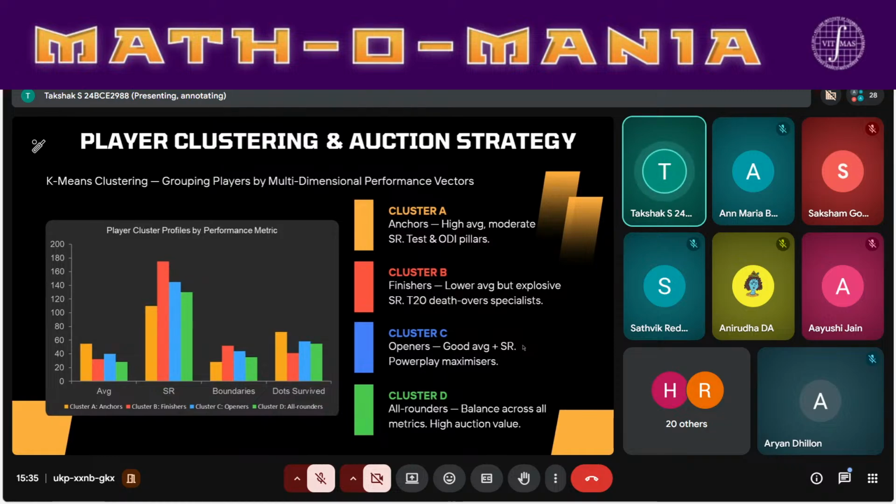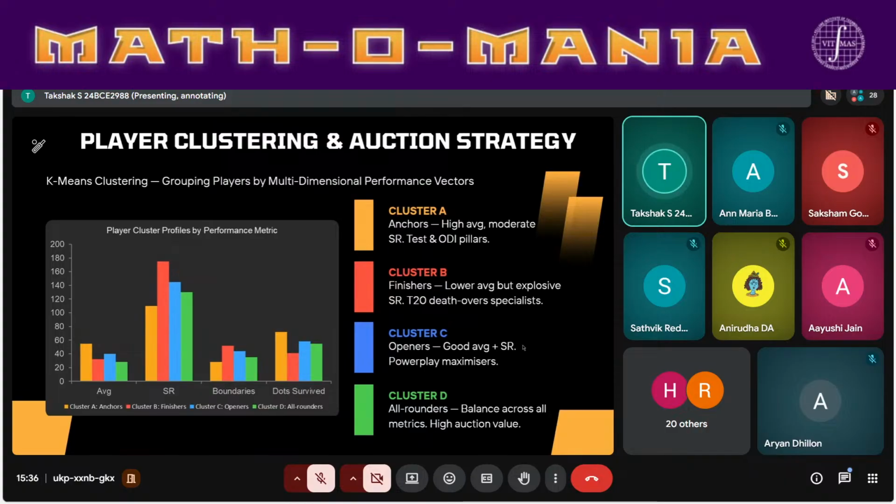Each player is a point in the multidimensional performance space, and K-means finds which players are naturally clustered together based on the similarity of their overall performance profiles. The four clusters that emerge from this analysis correspond to four distinct player types.